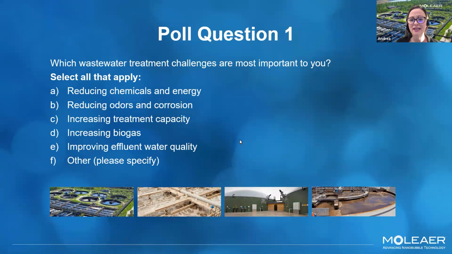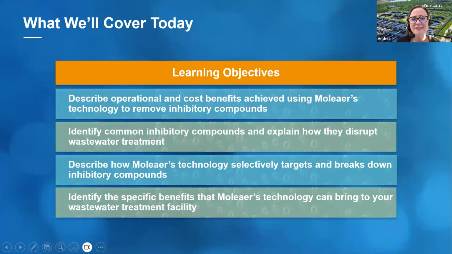At 77%, we have reducing chemicals and energy. At 60%, we have improving effluent water quality. At 44%, increasing treatment capacity. And then in the 20 percentiles, we have reducing odors and corrosion and increasing biogas. So that brings us to what we're going to be covering today.